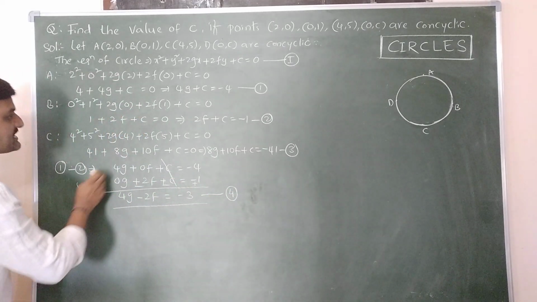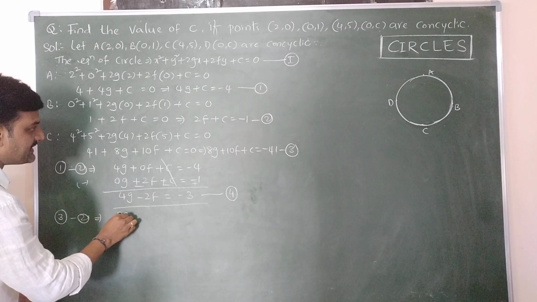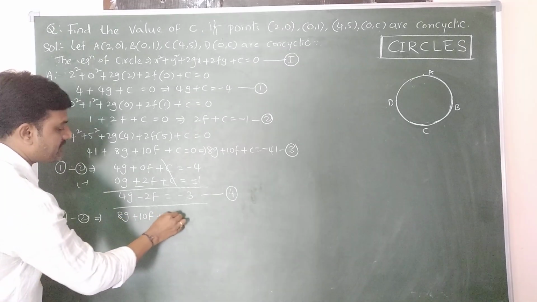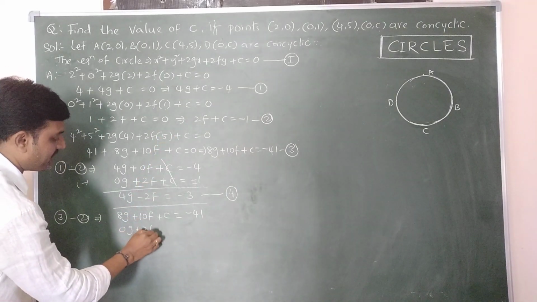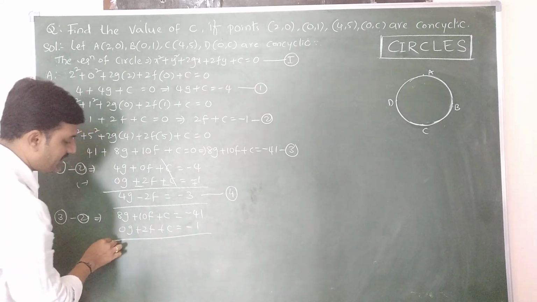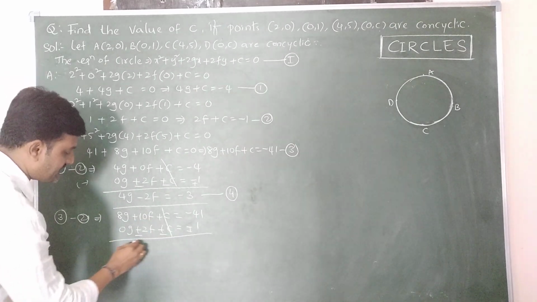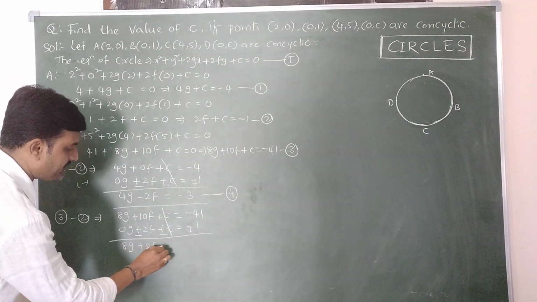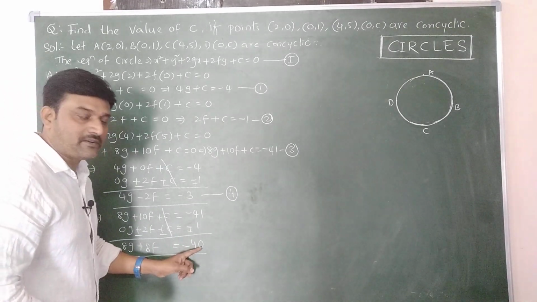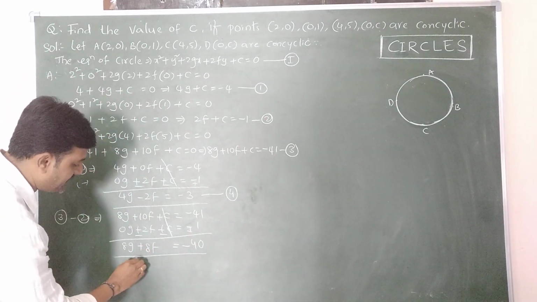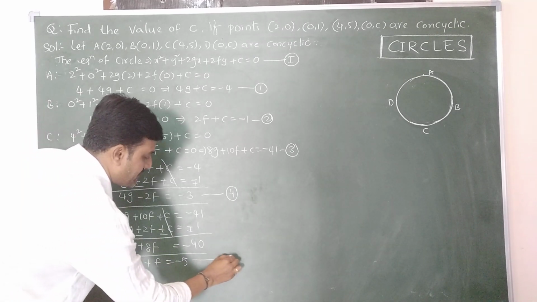And subtraction of 2 and 3. 3 minus 2. Then 8g plus 10f plus c equals to minus 41, and the second one is 0g plus 2f plus c equals to minus 1. Now c gets cancelled here, 8g plus 8f equals to minus 40. Now all are multiples of 8, so dividing by 8, we get g plus f equals to minus 5. It is equation number 5.